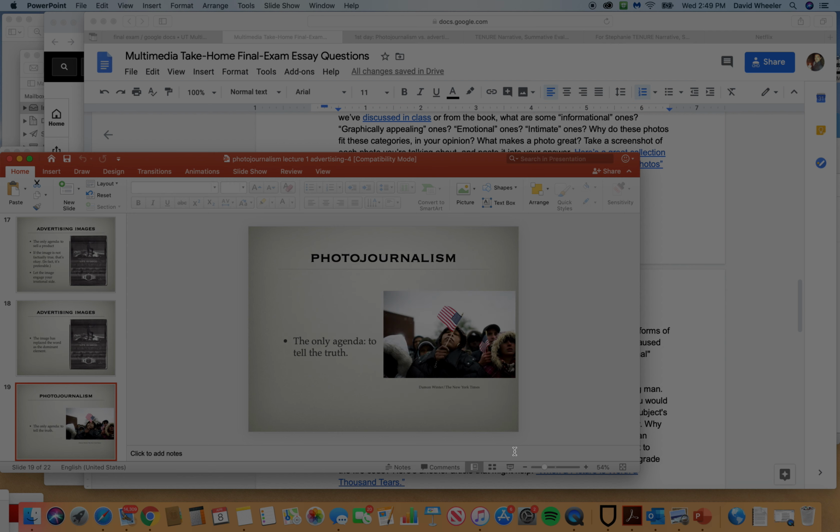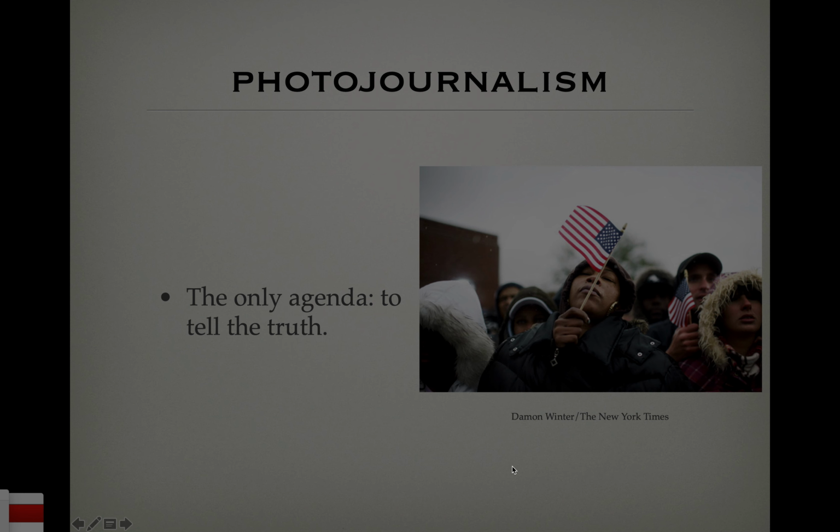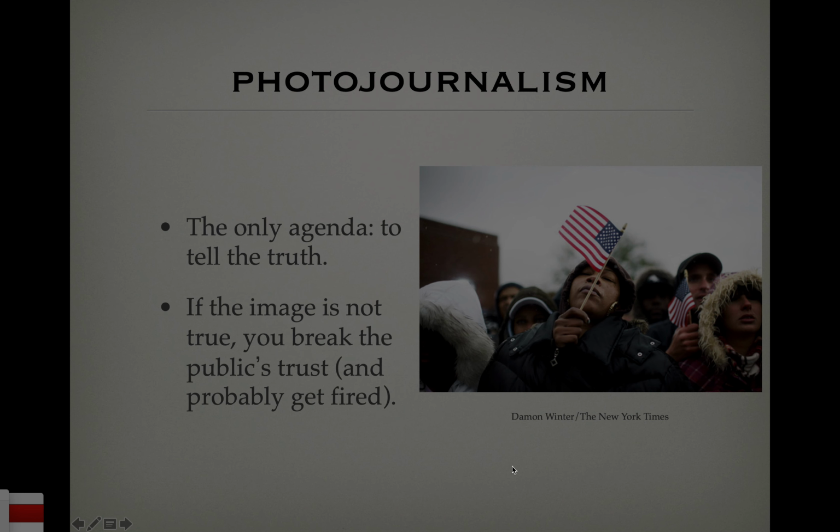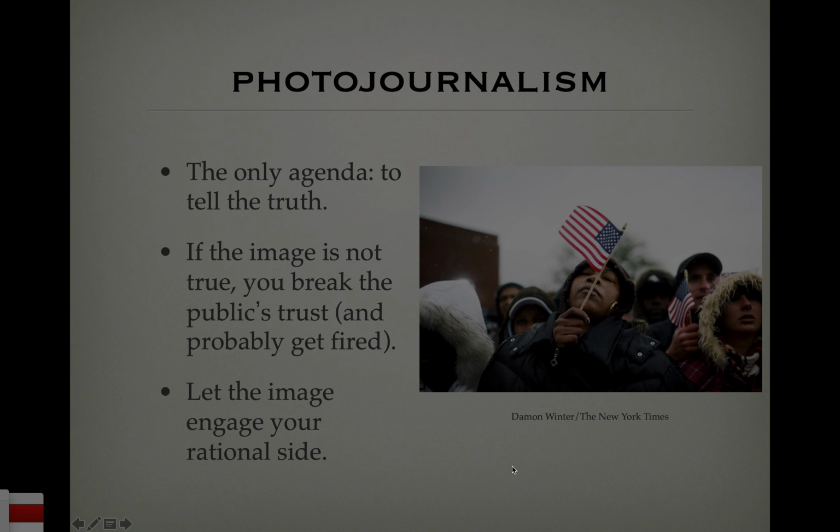Okay, now let's look at photojournalism. The only agenda with photojournalism should be to tell the truth. Remember, we looked at several examples of photojournalists who got fired for altering their images. So, in photojournalism, you want to tell the truth. If the image is not true, you break the public's trust and probably get fired, at least if it's a legitimate news outlet. We also want the image to engage your rational side, not your irrational side, not your unreasonable side. If we have pictures of people starving, then that should engage our rational side. We should help those people.